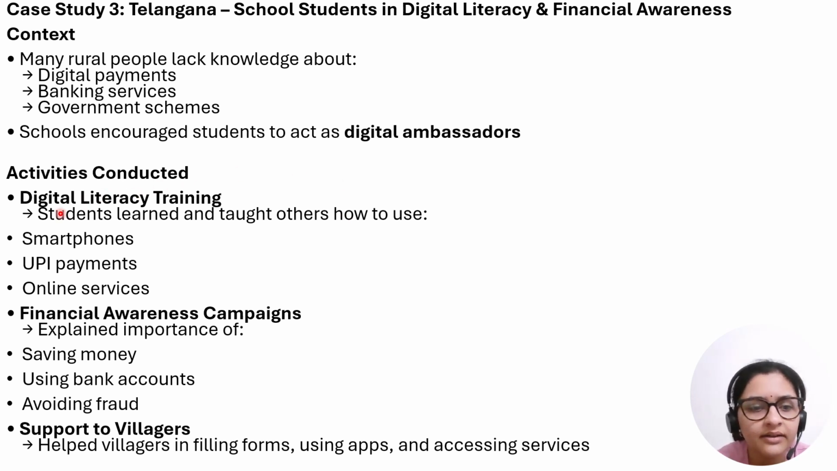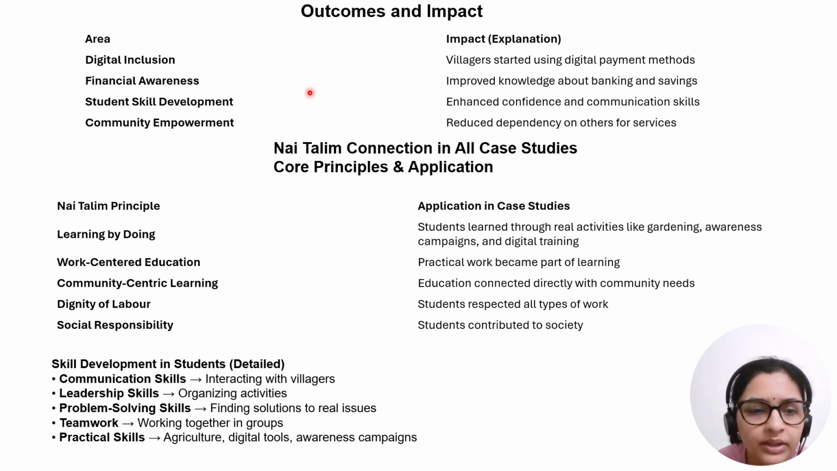Digital literacy training. Students learn and teach others how to use smartphones, UPI payments, and other online services. Then financial awareness campaign. They explained the importance of saving money, using a bank account, and avoiding fraud. How they supported villagers: they helped villagers in filling forms using apps and accessing various online services. This is the outcome and impact table. What are the areas? Digital inclusion, financial awareness, student skill development, community empowerment. So this is the impact.